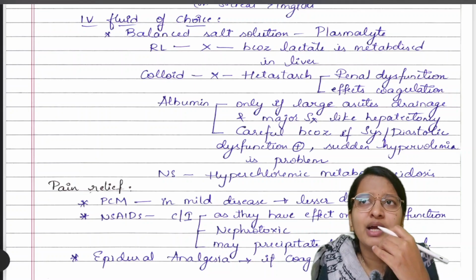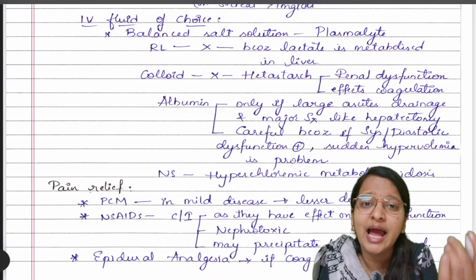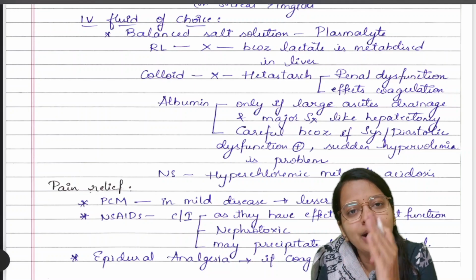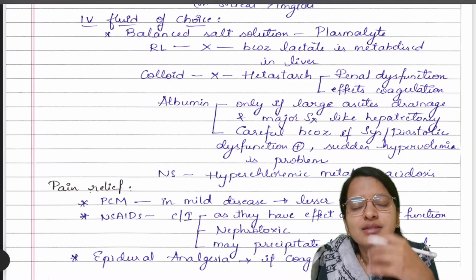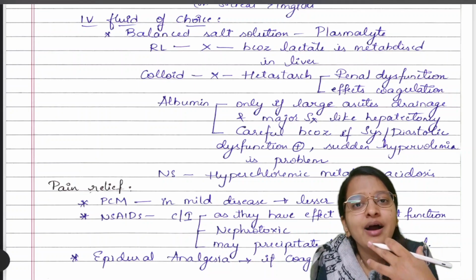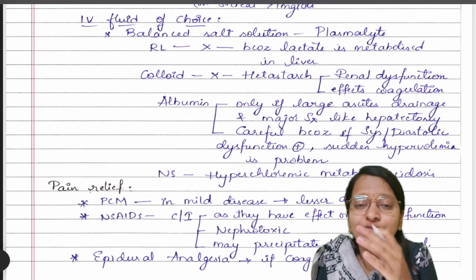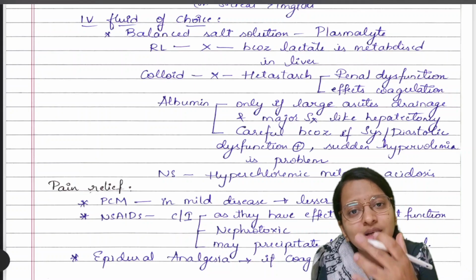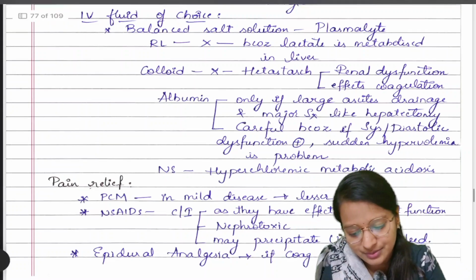So, my fluid of choice will be plasmalyte, and if I want a good volume expander, I'll go with albumin, but I'll be careful because with sudden volume overload, the heart of a liver disease patient cannot withstand it, because it has already systolic and diastolic dysfunction.